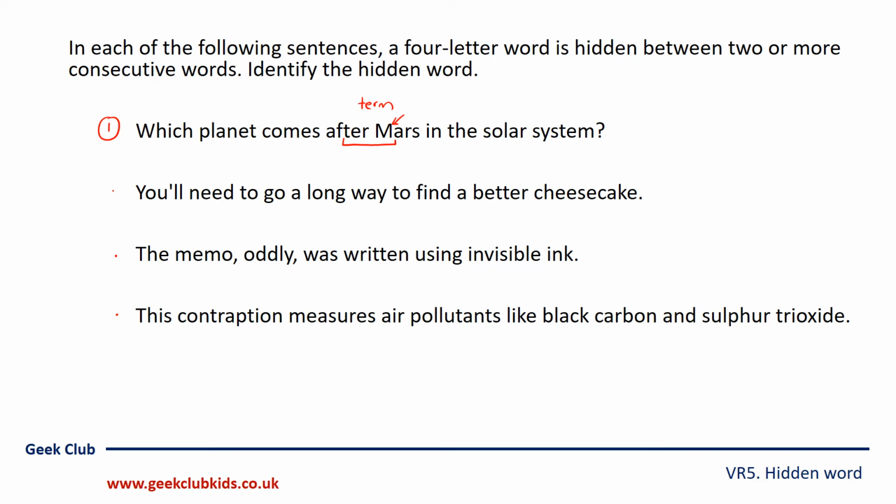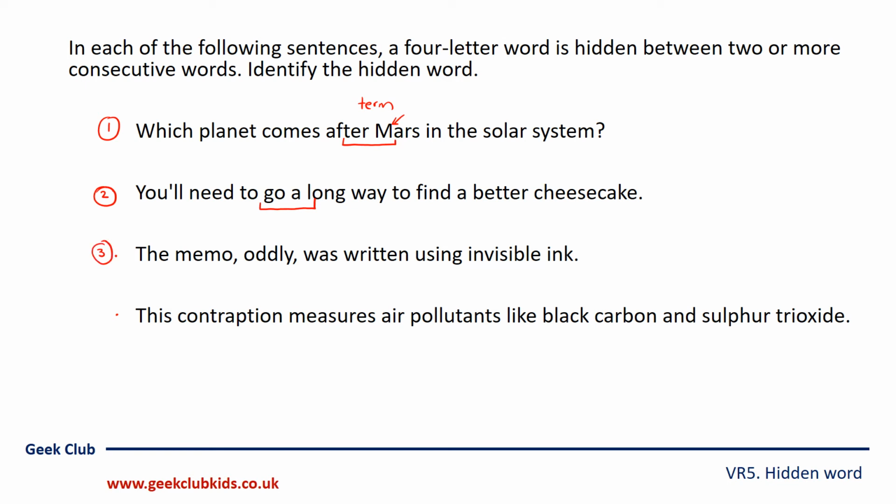For the next one, you'll need to go a long way to find a better cheesecake. You might have seen for this one, a bit trickier, that the 4-letter hidden word was here. This is one that actually did span 3 different words. Within go long, there was goal, G-O-A-L, which is a word. So remember to not be put off if you need to span 3 different words.